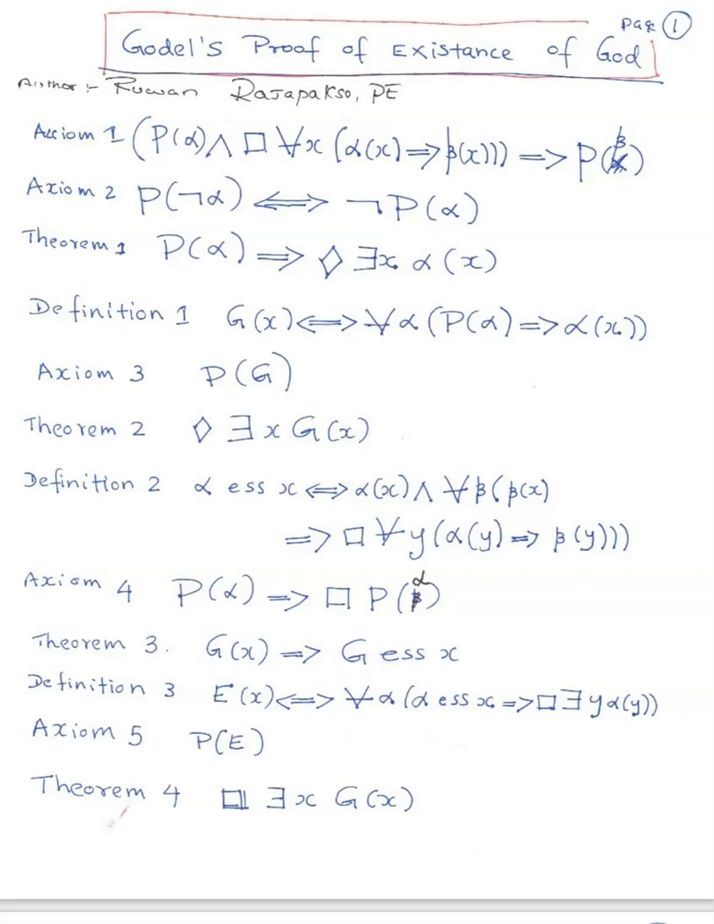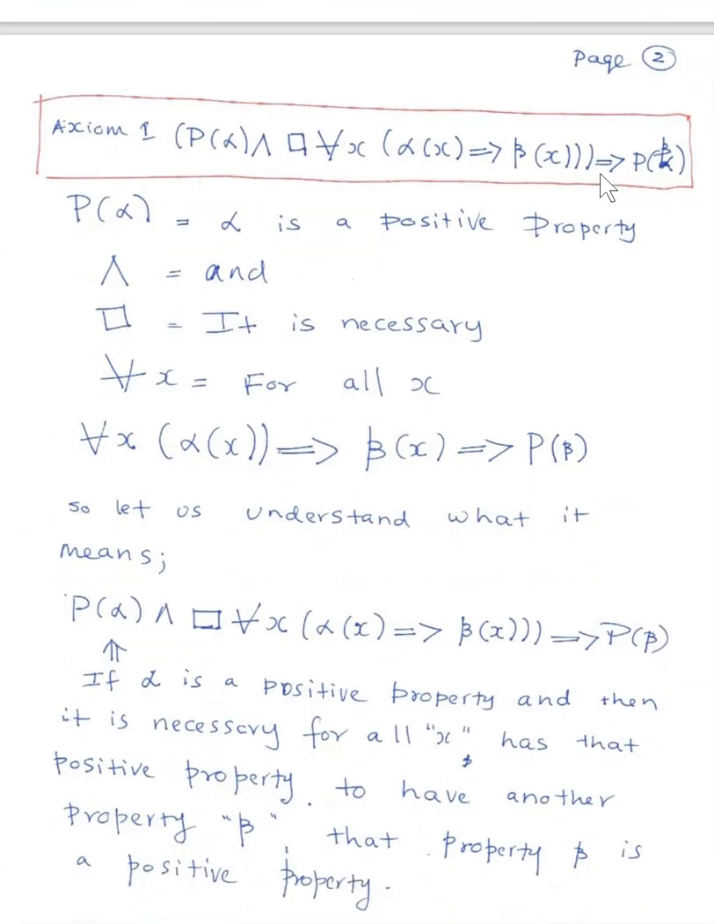So this is basically his proof: Axiom 1, Axiom 2, Theorem 1, Definition 1, etc. I'm going to go through it line by line, and as I mentioned earlier, you need to have some knowledge of predicate logic to understand this lecture series. Without further ado, we will start with the first one, Axiom 1.